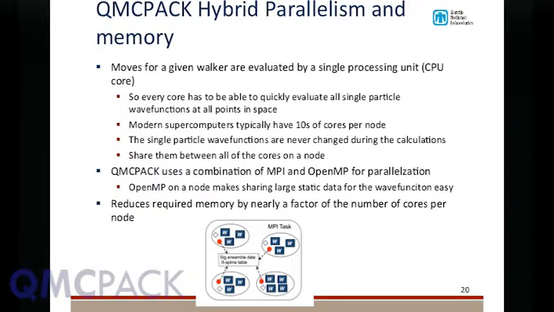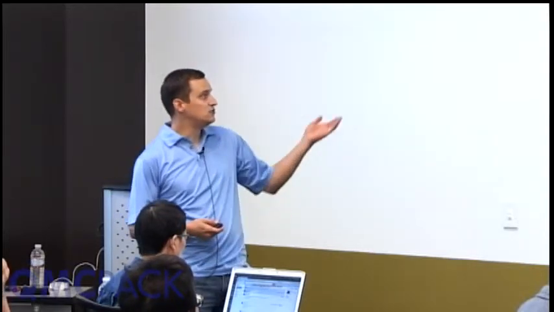So the last thing to talk about is actually just a computer science thing that QMCPACK does. QMCPACK is a hybrid MPI and OpenMP code. And where this comes in is that the moves for a given walker, each walker is typically handled by a given processing element in a given generation, right? However, modern supercomputers typically have tens of cores per node, and the single particle wave function doesn't really change. So using a parallelization scheme that knows what's local to the node and what's non-local, it's very easy to share data like this between all of the cores on a node.